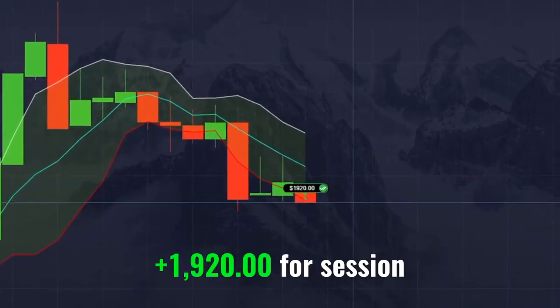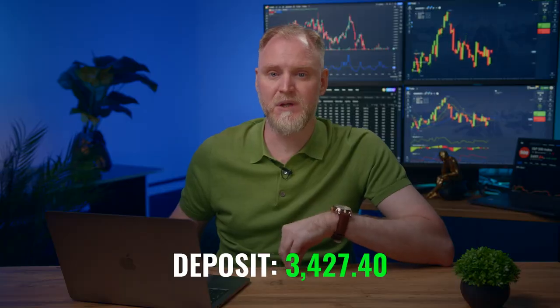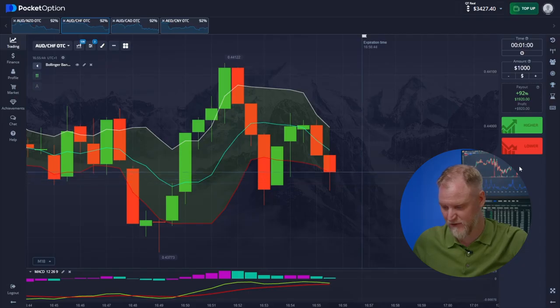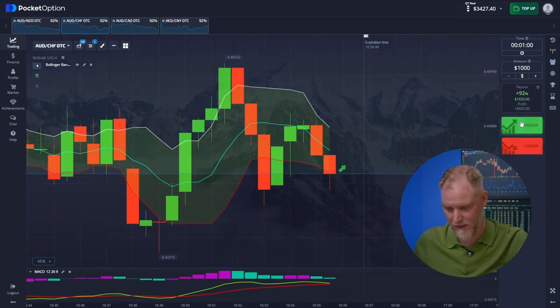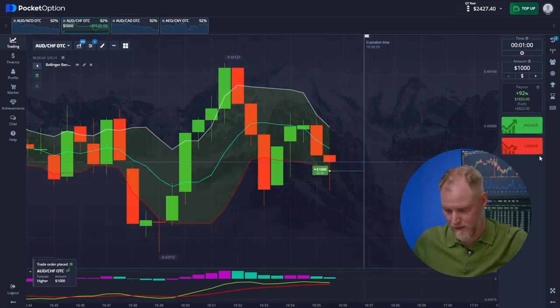And with the help of our amazing indicators, we're now at 3,427. Now we have the Aussie and Swiss pair. Investment amount remains unchanged and going long. Hit higher. And a new support level seems to be shaping up. The candles and Bollinger Bands make that pretty clear.